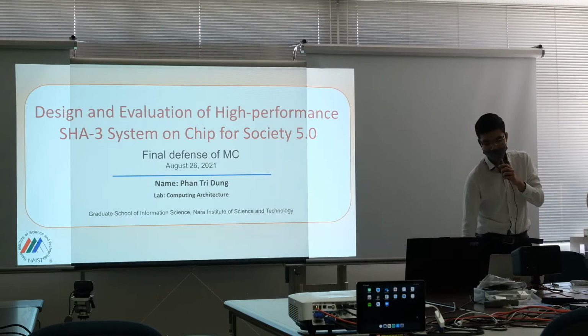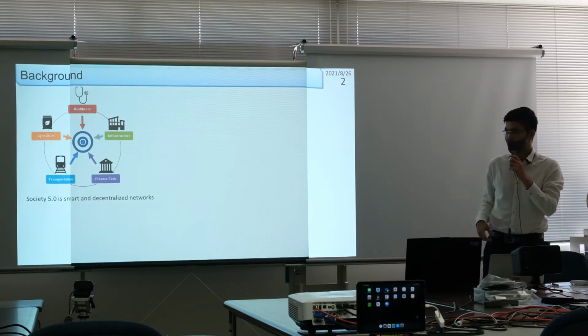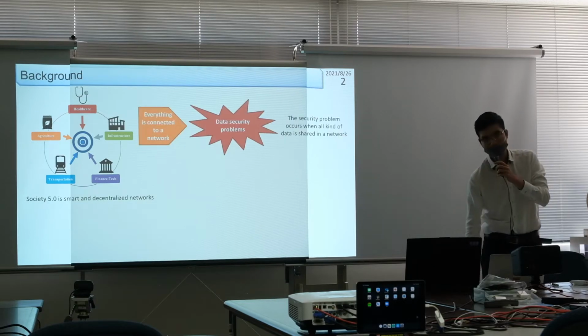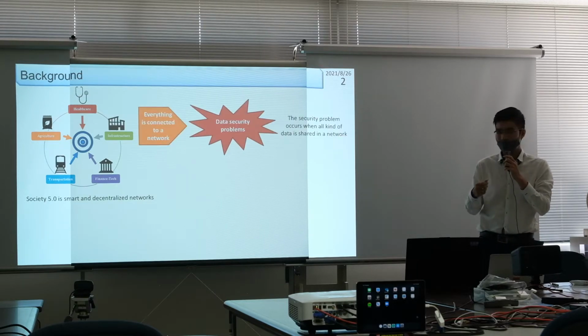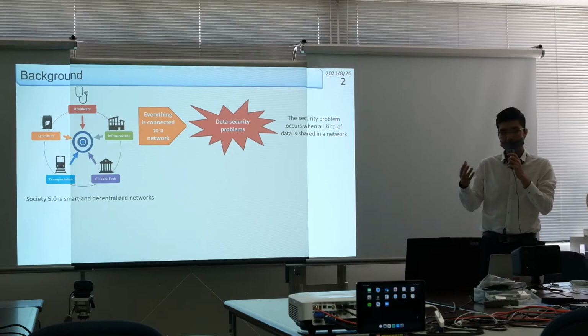So, firstly, we will talk about what Society 5.0 is. Society 5.0 is a smart and decentralized network where everything is connected into the network. The problem happens when you try to connect all data in one network. It's like everyone can see your data, everyone can take your data, so that's why the data security problem happens. So in that case, we need to protect your data from someone who wants to steal it.